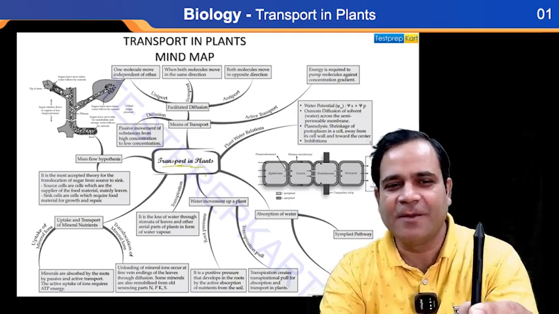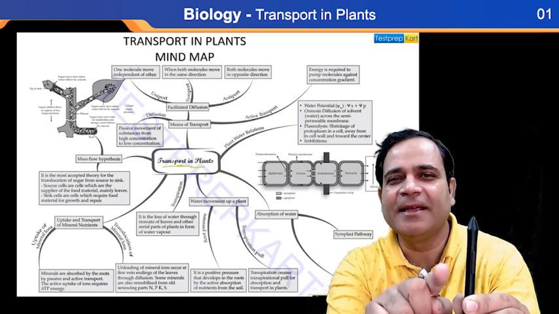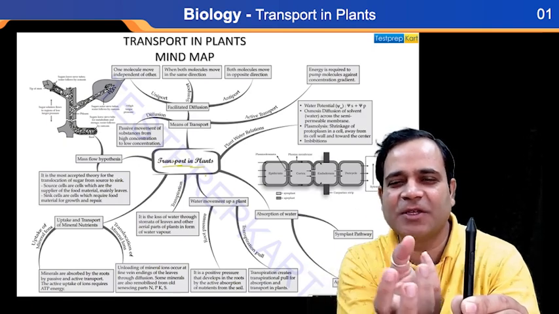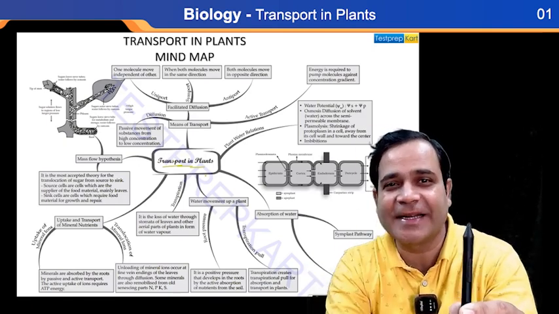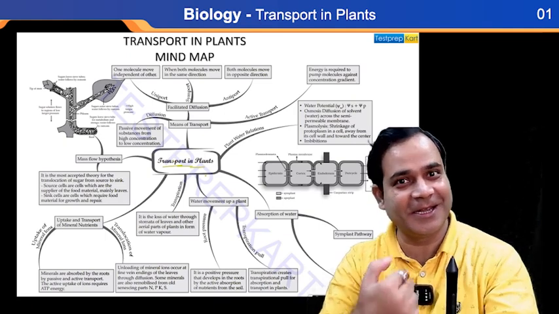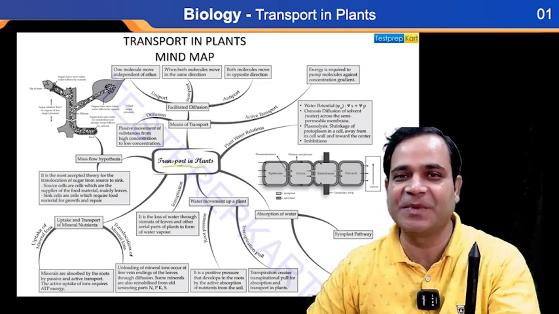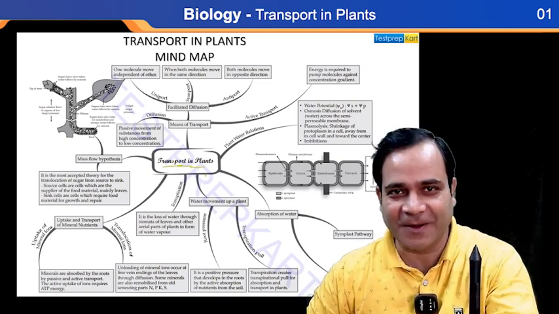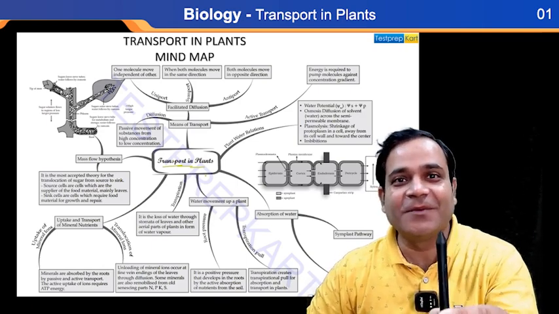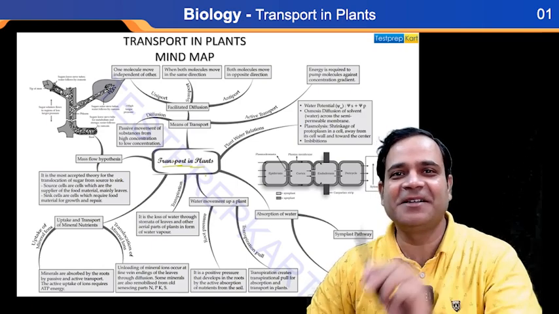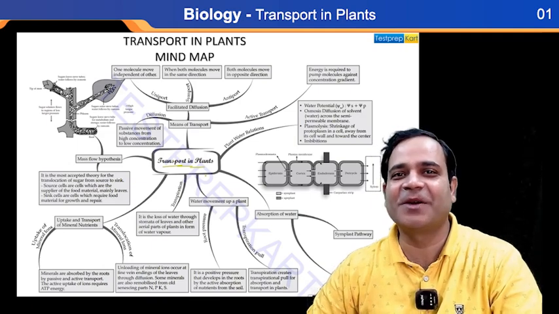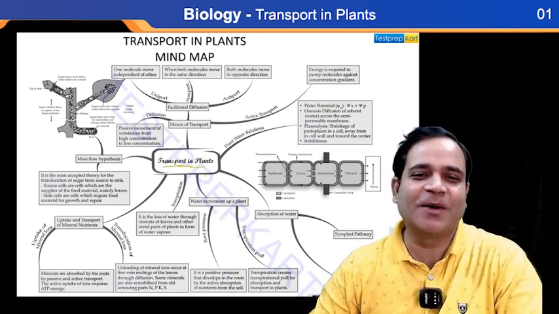Getting my point or not? Because they don't need to carry any useful materials over such a long distance, my dear, compared with humans or animals. So we need a circulatory system, but plants don't need a circulatory system. This is a very important thing to know here, right?